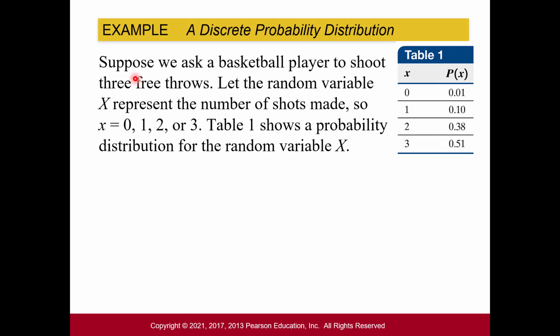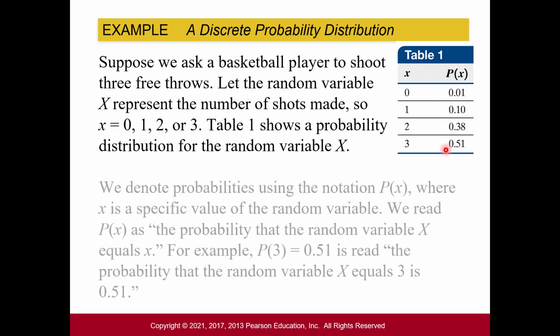So taking a look at this example, suppose we ask a basketball player to shoot 3 free throw shots. Let the random variable X represent the number of shots made. So if they're shooting 3, they can have X equals 0, so they missed all 3, X equals 1, so they made 1, all the way up to 3. So table 1 shows a probability distribution for the random variable X. Notice you have your random variable values, 0 through 3, and then the probability of that event or that outcome.